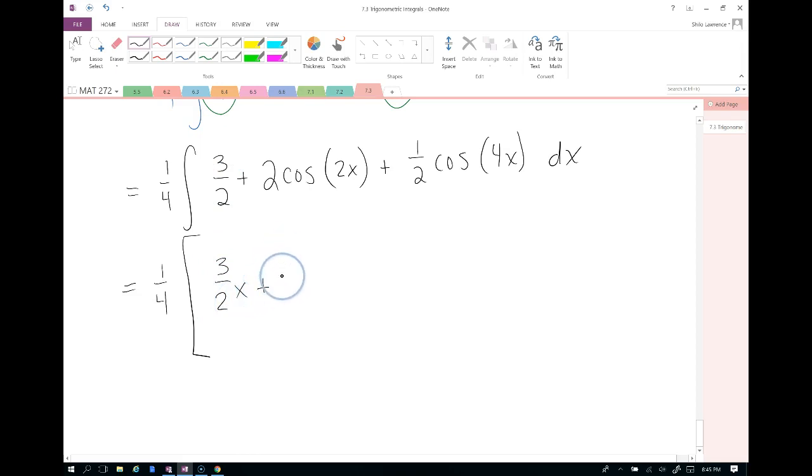For my second piece, I've got a 2 coefficient. My cosine changes into sine of the same angle, and I have to bring that 2 out front as a fraction. In my last term, I have a 1/2 coefficient. My cosine turns into sine of the same angle, and I have to bring that derivative out front as a coefficient.